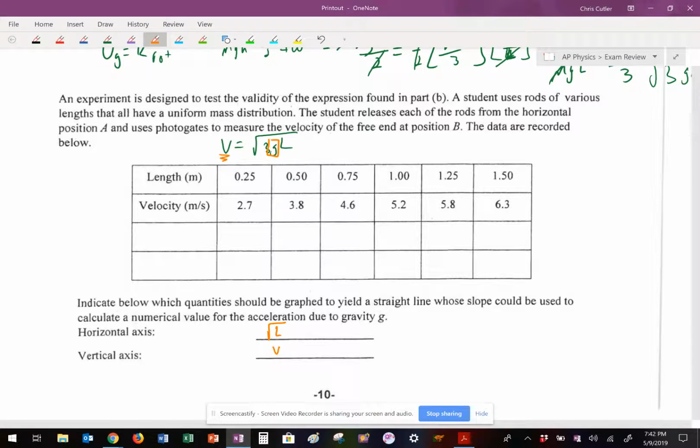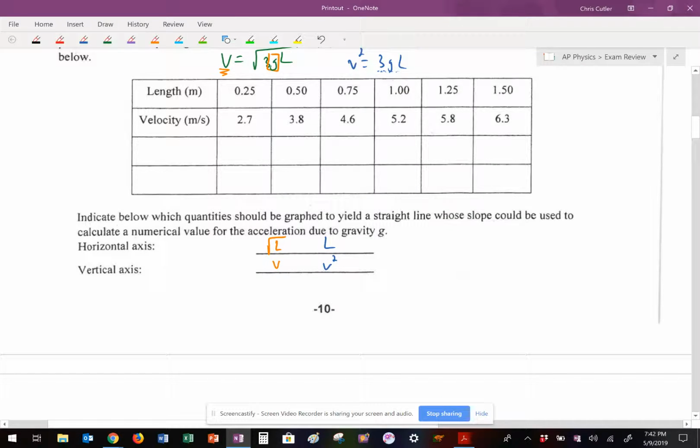Me personally, I don't like square roots in equations because they're a little bit confusing, so I can rewrite it as V squared equals 3GL. I could have written V squared on the vertical axis and L on the horizontal axis. That's what I'm going to do. I notice that the coefficient is 3g, so whatever answer I get, I have to divide by 3.